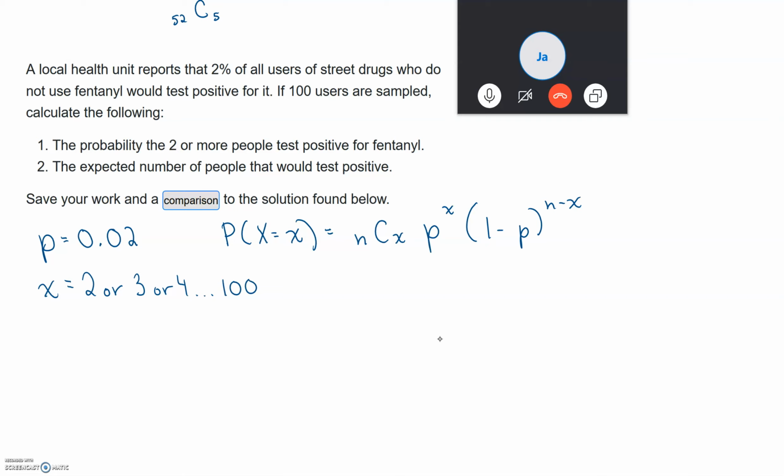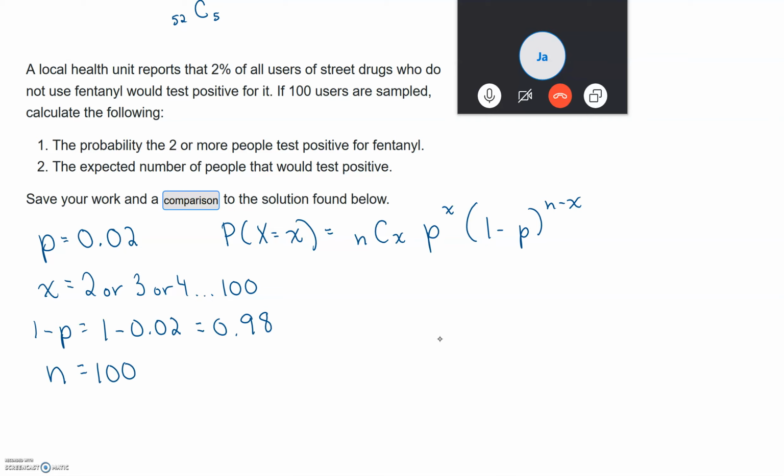We have P. Let's figure out what 1 minus P is. What's 1 minus 0.02? Since we're just recording it, I don't want to look stupid, so I'm just going to punch it in. It's 0.98. Your N, what's your total amount of people? Total is, I think it was 100. Yep. So then you would just sub in those numbers.